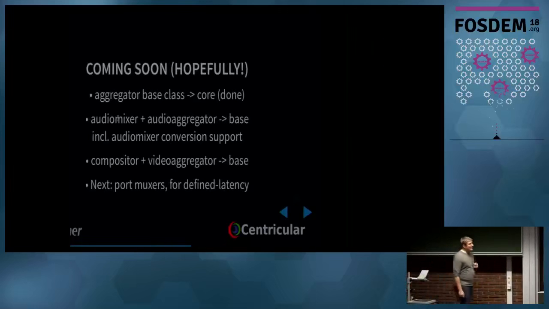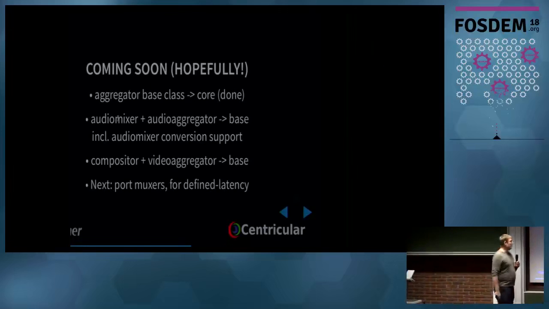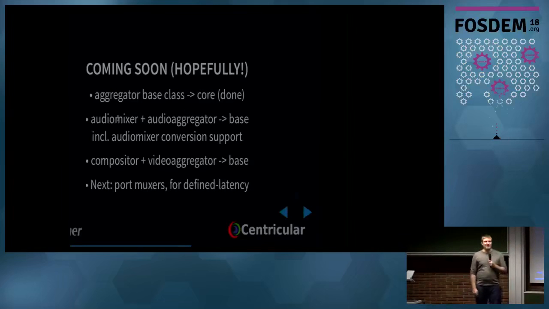What else? We have a new bunch of mixers, an audio mixer and a compositor for video. It is based on a new aggregator base class, and what it does is it handles live streams properly, so you can actually have defined latency for the mixer. So basically, if one of your input streams drops out because someone pulled out a network cable, you still want your pipeline to not jam up, but continue running, right? So we made a new base class for that.